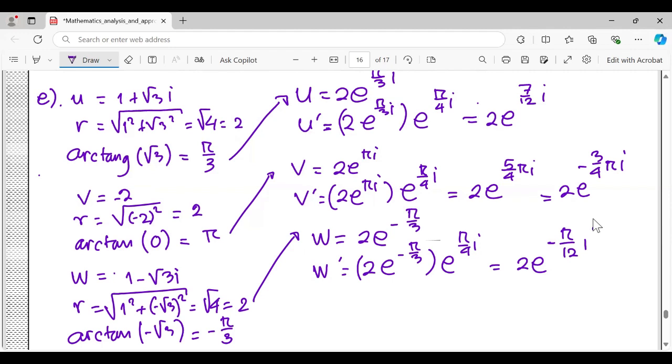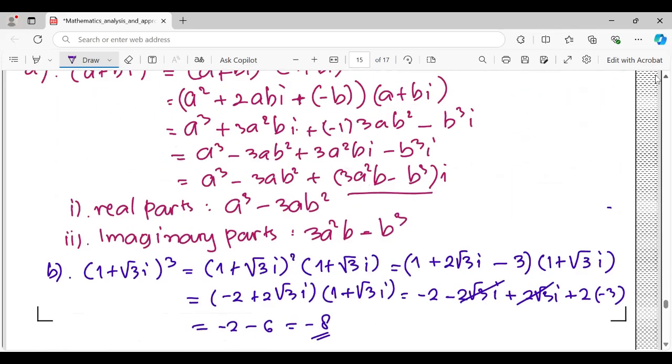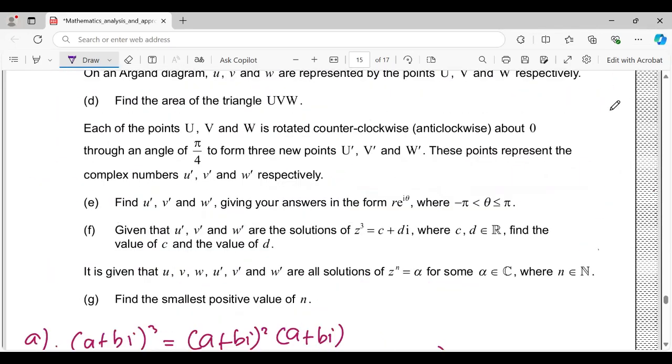Yeah, that U, V, and W. What else? Now F. Given that Ux and Vx and Wx are the solutions of C cube plus C plus D, where C and D are elements of real numbers, find the value of C and the value of D.